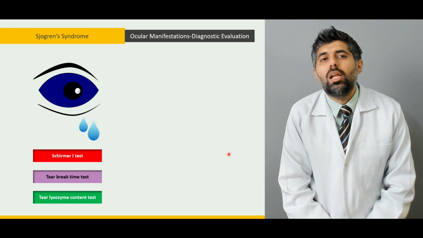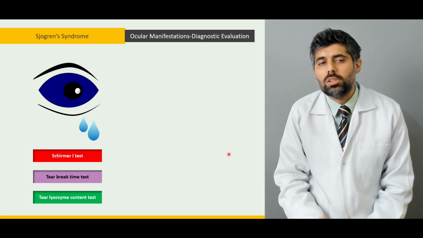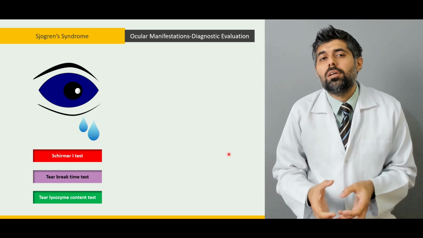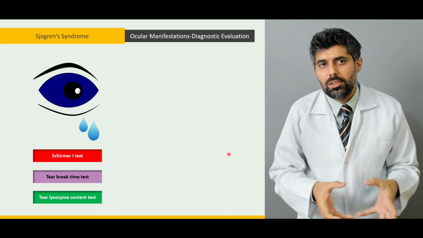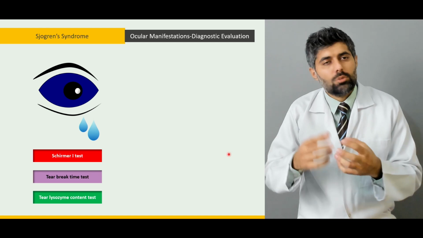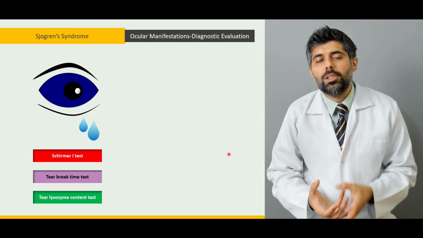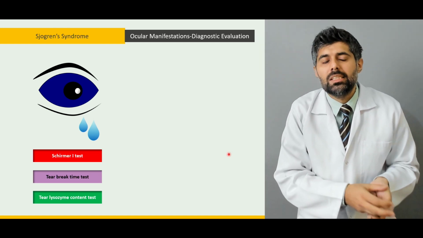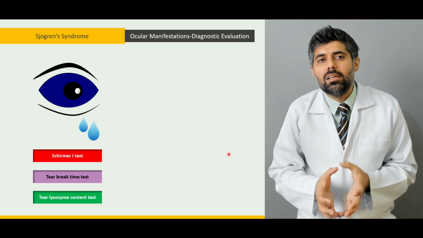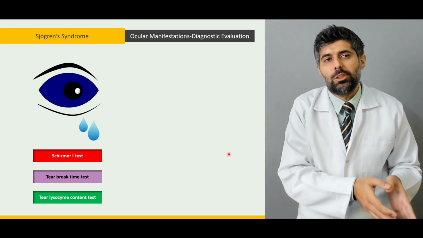Then we have the tear lysosome content test. One of the tests to confirm the diagnosis of Sjogren's syndrome is the tear lysosome test, because in this test we measure the composition of the tears. Now, in normal conjunctivitis sicca, the composition remains constant, only the quantity of the tear formation is decreased. But in Sjogren syndrome, because of the infiltration of the lymphocytes, its composition is also altered. So in this test, we can easily differentiate between simple dry eyes and Sjogren syndrome.